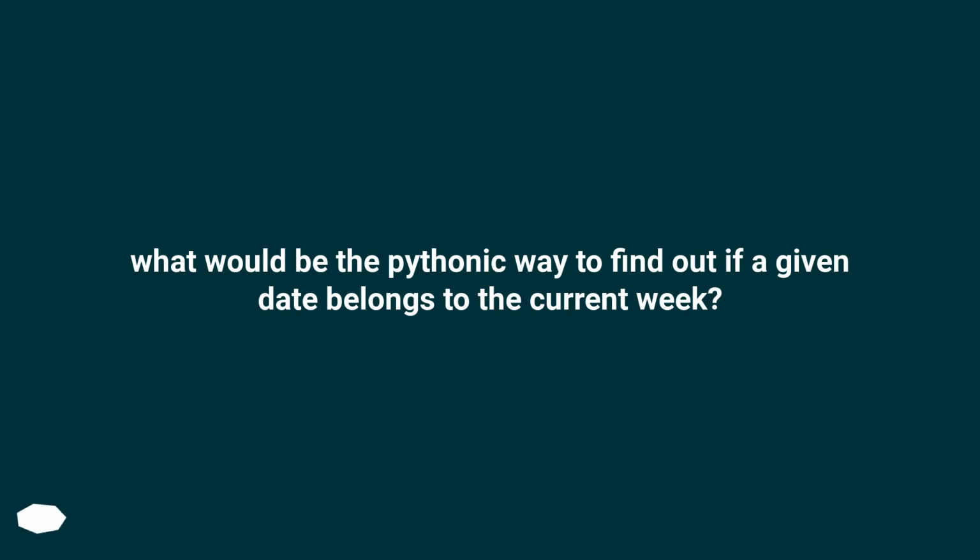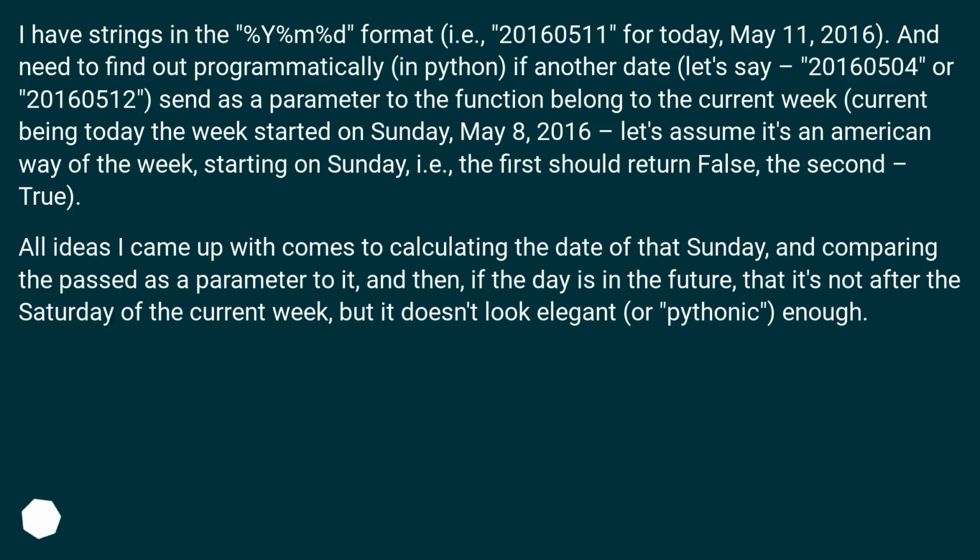What would be the Pythonic way to find out if a given date belongs to the current week? I have strings in the %y%m%d format, i.e., 20160511 for today, May 11, 2016.